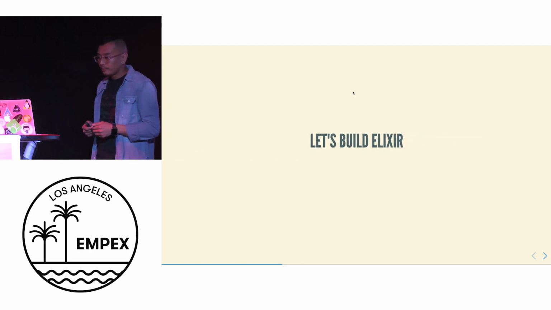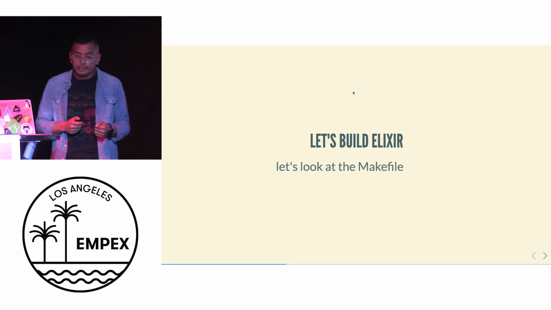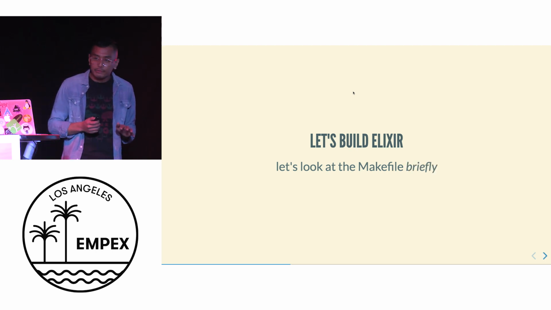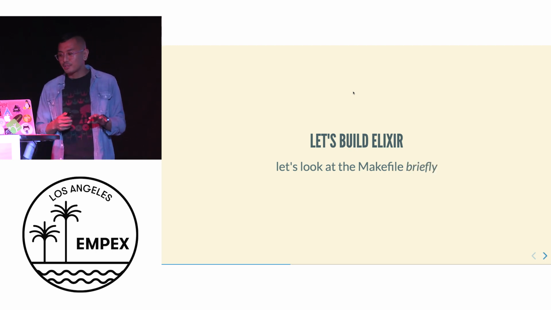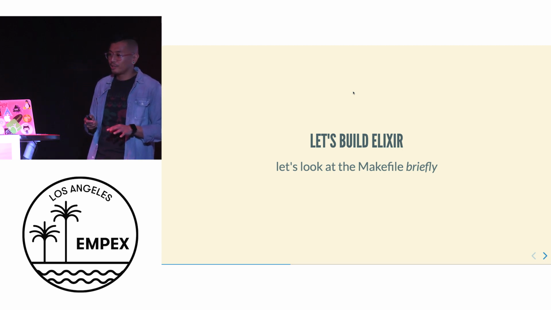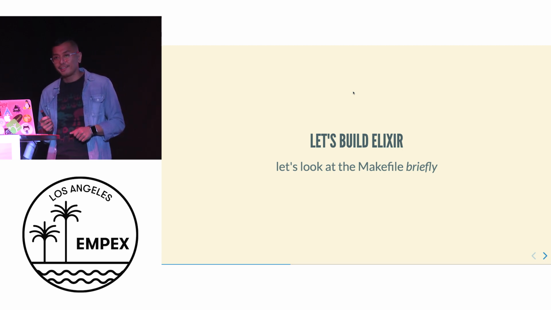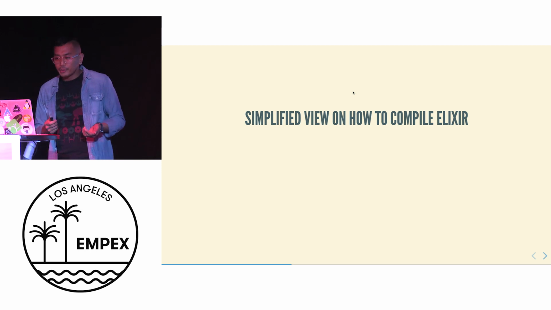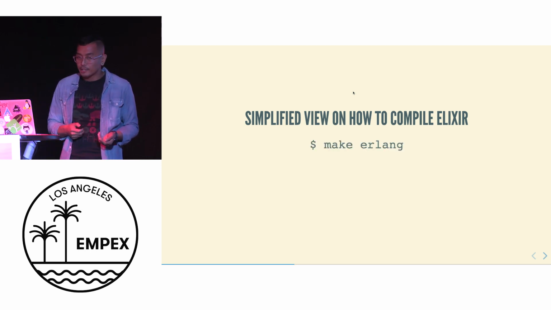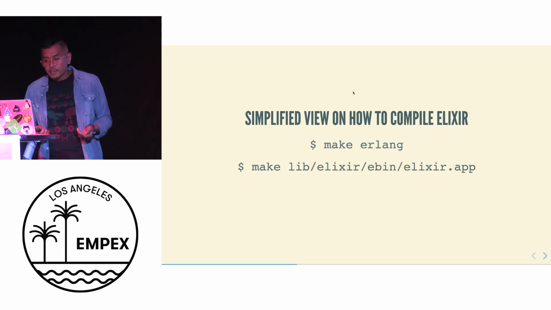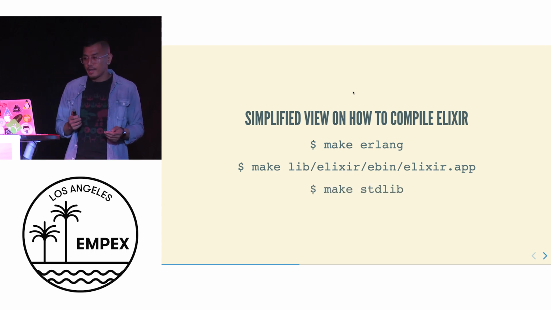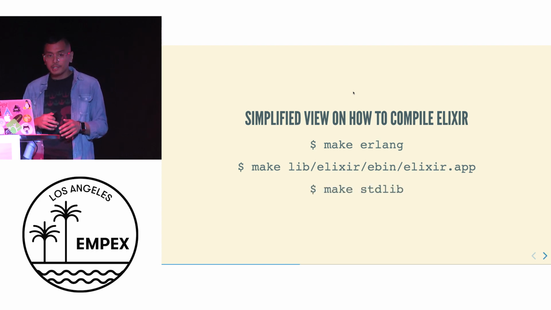So to understand this a little bit more, let's build Elixir. Let's look at the makefile very briefly, because you could do a lot more with the makefile. I'm just going to explore the most minimalist options. So a simplified view on how to compile Elixir. You're going to make erlang. You're going to make app. And then you're going to make stdlib. That'll get you up and running.